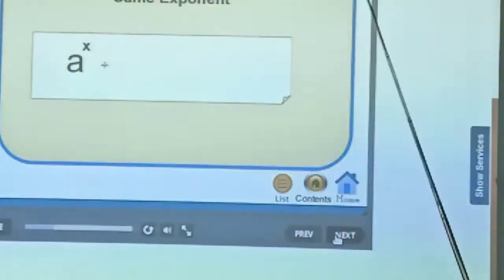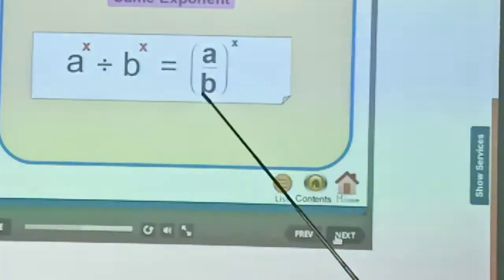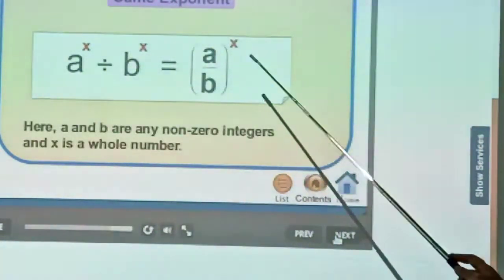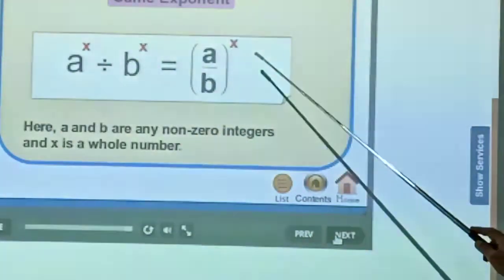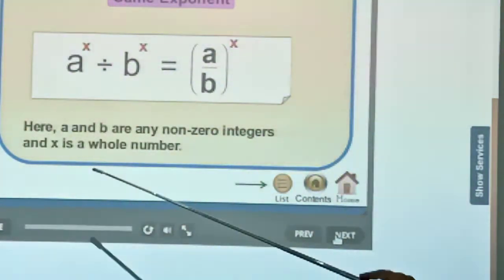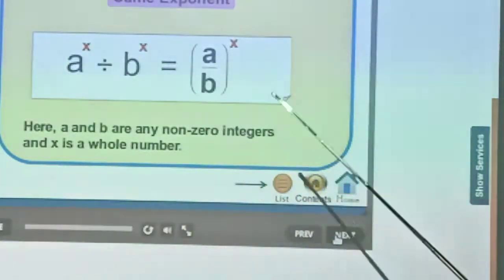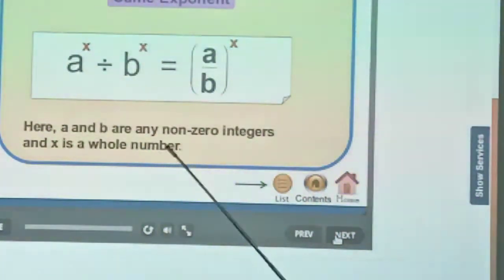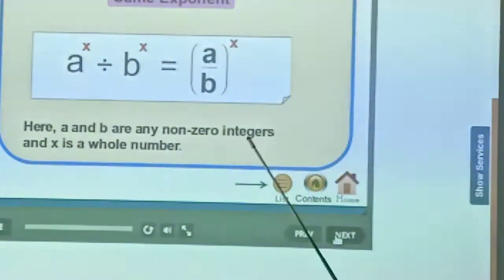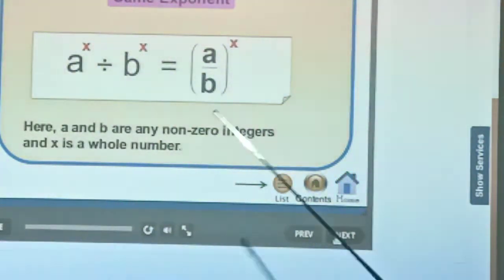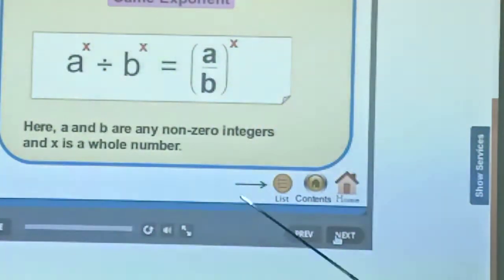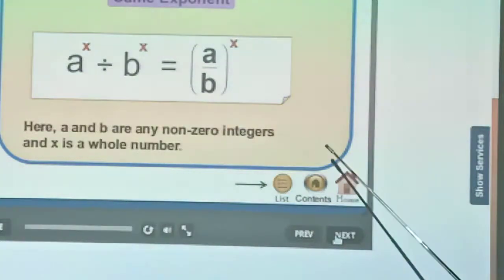And same thing is for dividing also. When we divide two exponential numbers with the same exponent, we simply divide their bases and put the same exponent over them. Here a and b are any non-zero integers and x is a whole number. This law is only applied in case of the same exponent, which is shown here in the blue colored part. Let us see now examples.